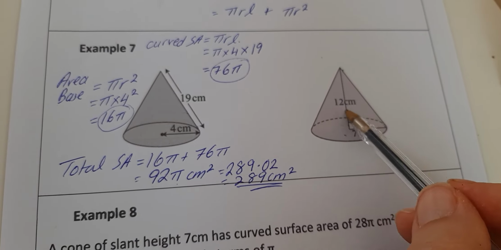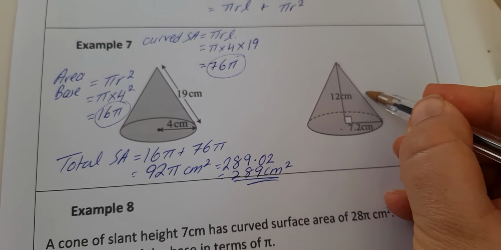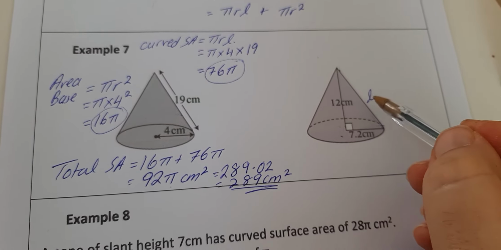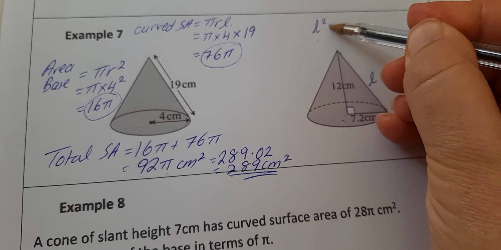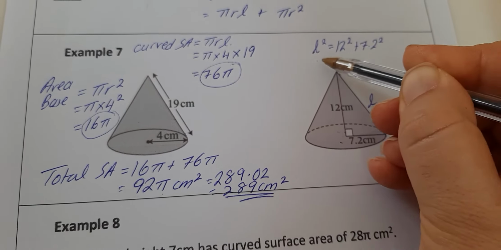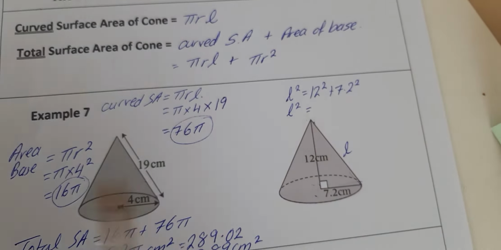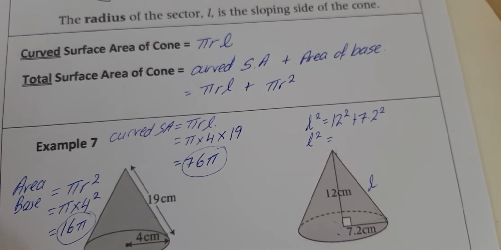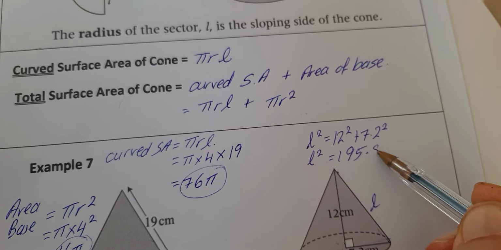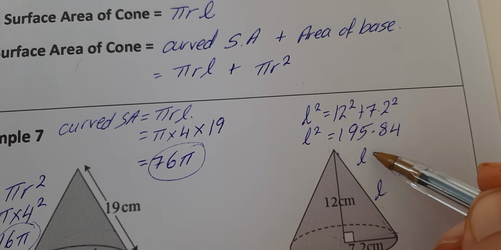So if I'm looking at this right angle triangle here going through the middle, I'll label that L, as it is a slant height. And I'll use my Pythagoras theorem to find that. So L squared equals 12 squared plus 7.2 squared, which means L squared equals, what is that? 195.84.